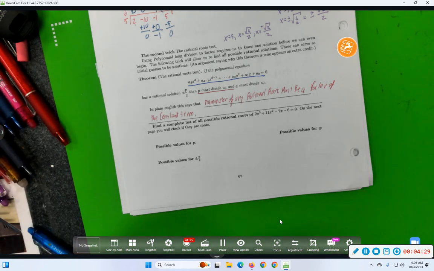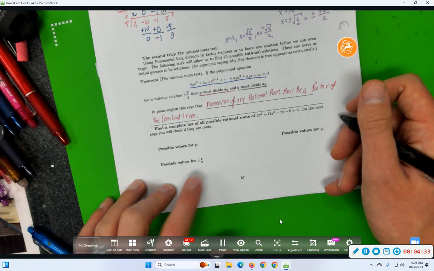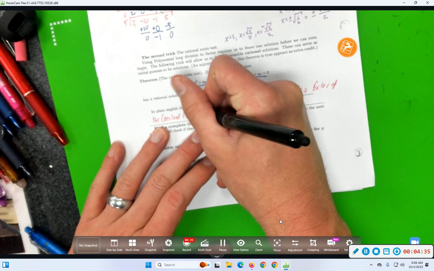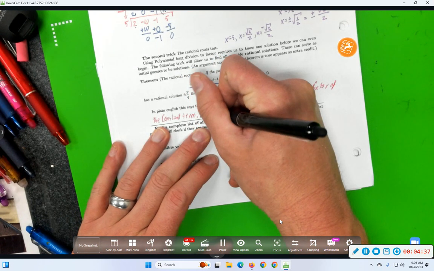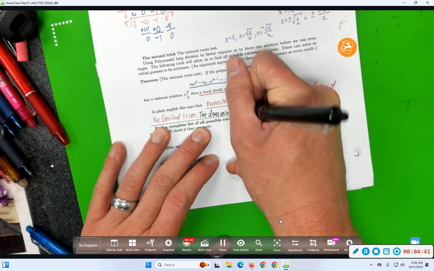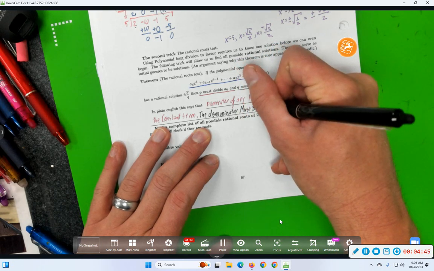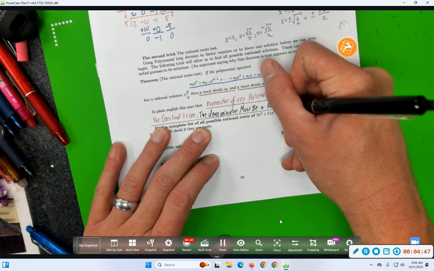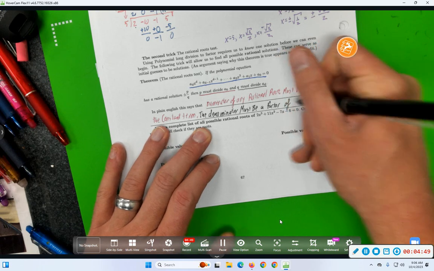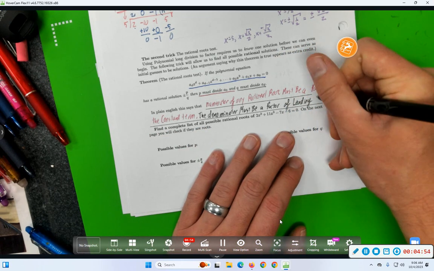And q, the denominator, must divide into a_d. The denominator must be a factor of the leading term, or the leading coefficient.